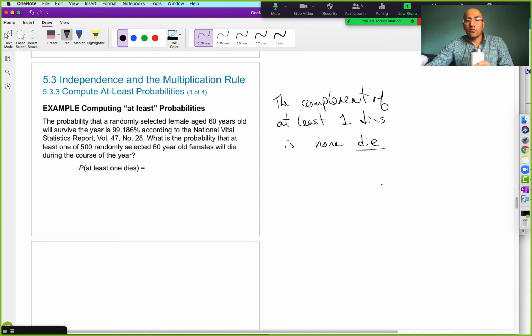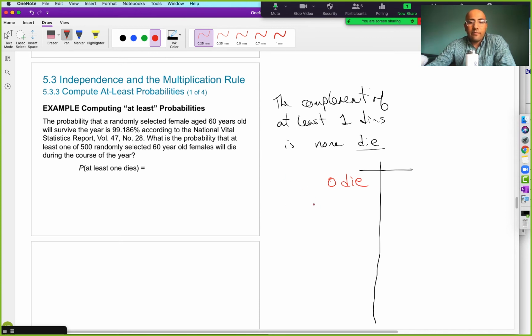Right? So let's think of, for example, a table of all possible outcomes. I have 500 women. So 500 women are observed for a whole year. What are the kinds of things that can happen? After one entire year, maybe 0 of them die. That's one possibility. 0 die after one whole year from the 500.